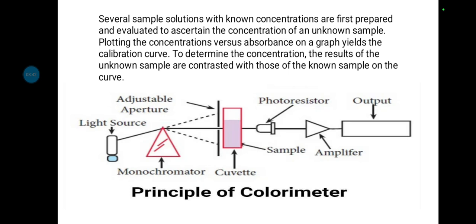Several sample solutions with known concentrations are first prepared and evaluated in order to determine the concentration of an unknown sample. Plotting the concentration versus absorbance on a graph yields a calibration curve. So when we plot a graph with concentration on the x-axis and absorbance on the y-axis, it yields a calibration curve. To determine the concentration, results of the unknown sample are contrasted with those of the known samples. So to know our unknown sample's concentration, we contrast it with the results that we have got for the known sample curve.